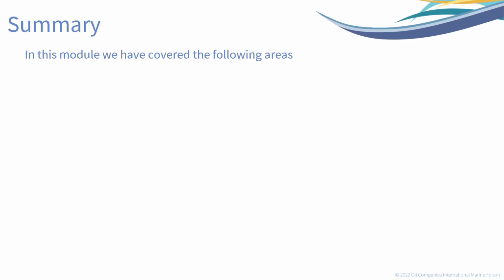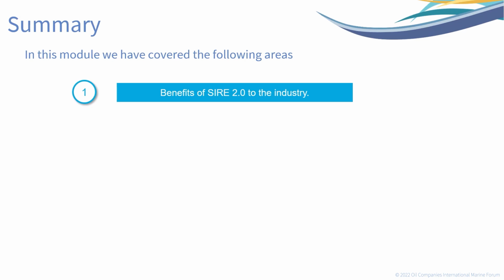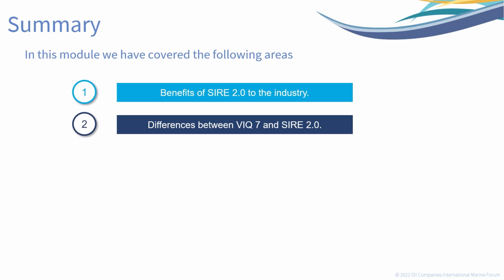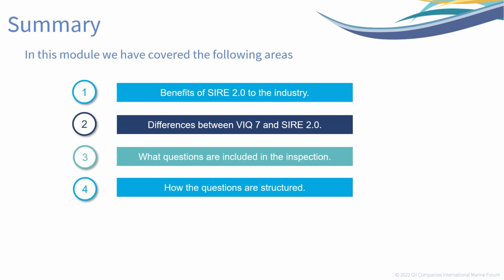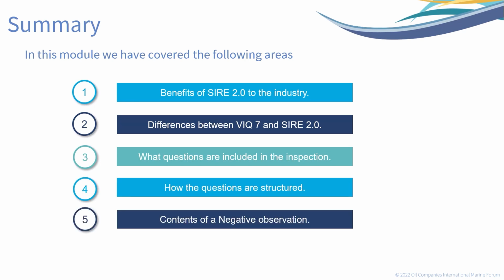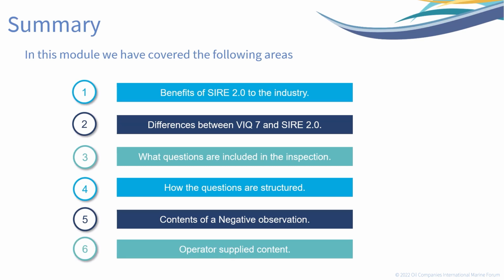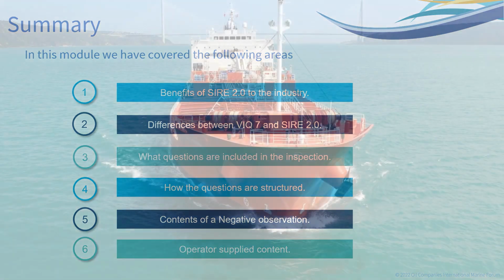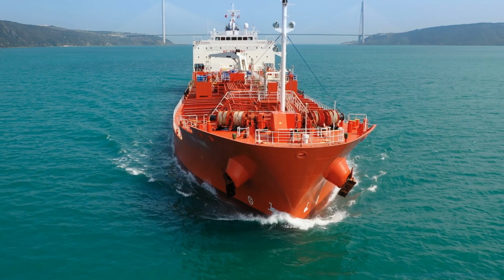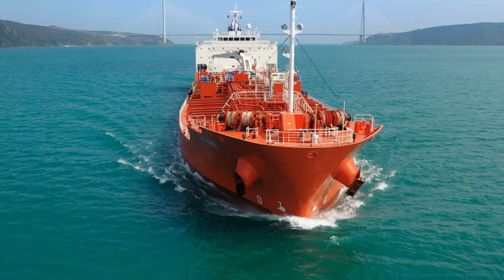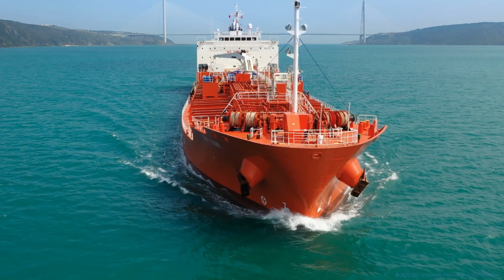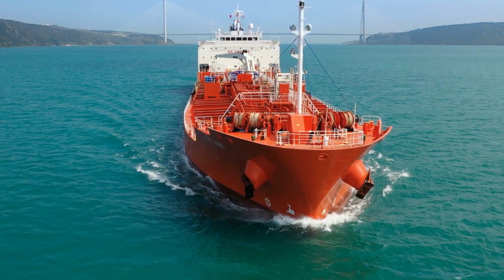In this module, we have looked at benefits of SIRE 2.0 to the industry, differences between VIQ7 and SIRE 2.0, what questions are included in the inspection, how the questions are structured, contents of a negative observation, operator-supplied content. This brings us to the end of this module, which has briefly introduced us to the components of the SIRE 2.0 inspection. Further modules are available that cover other aspects of the SIRE 2.0 program.